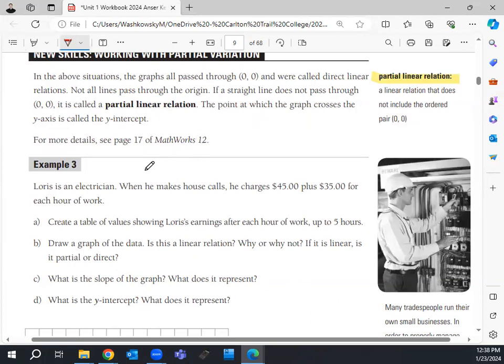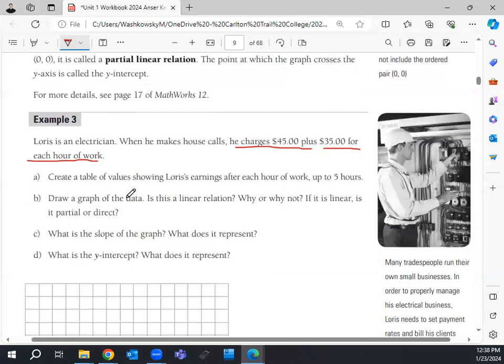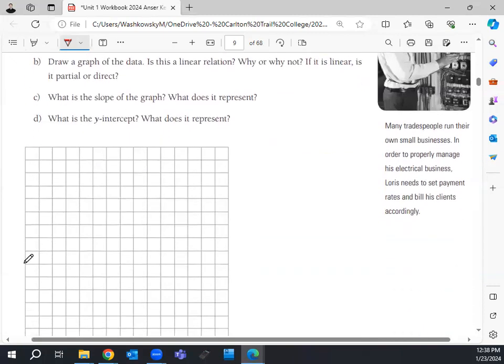So in example 3 here, we can see that we have an electrician. When he makes house calls, he charges $45 plus an additional $35 for each hour of work. So if he comes in and does no work, he just looks at your sink and says, yep, it's broken, nothing I can do, and walks out, you have to pay $45. You're paying $45 for his time to get to your house. So if we were to graph that, it's probably going to look something like this.